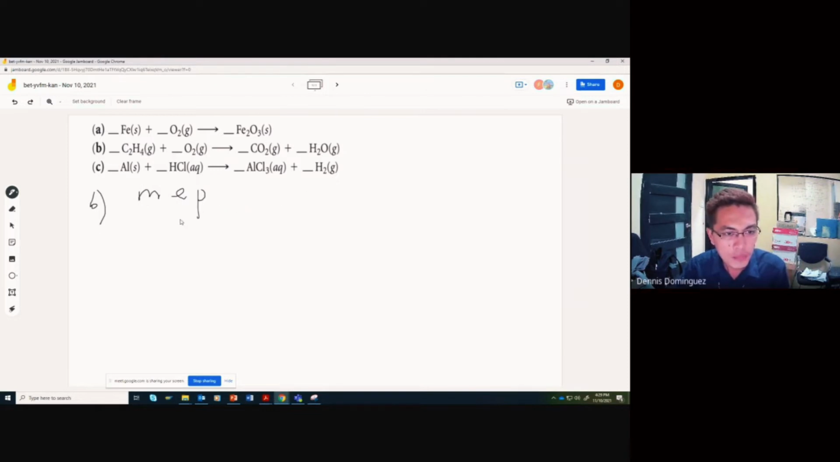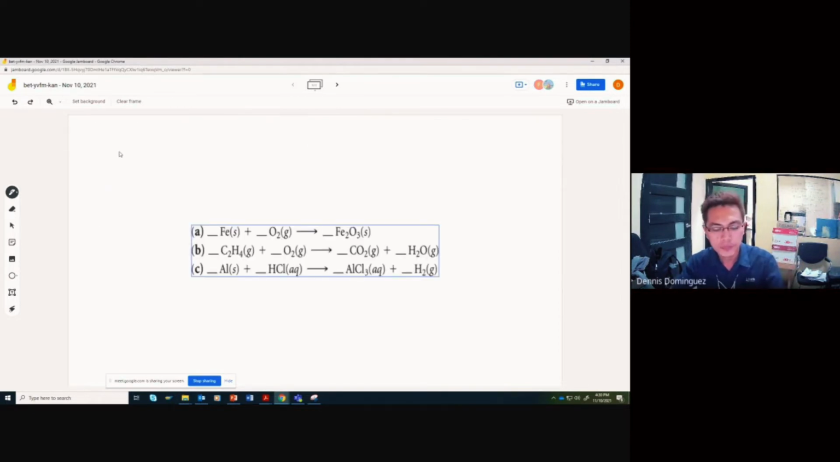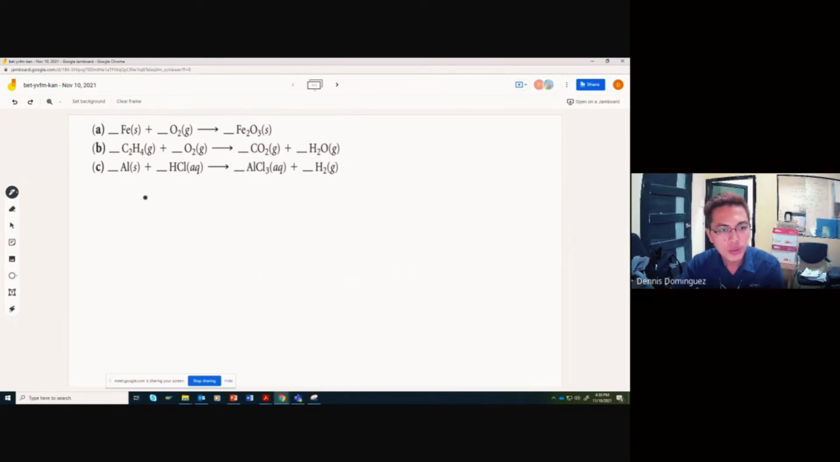So ethane is combusted. When a hydrocarbon undergoes the combustion process, the result is always carbon dioxide and then water. So CO2 always, and then water. Whenever it undergoes combustion, your partner is a hydrocarbon, meaning it contains C and H. So to balance this: C2H4 or ethane plus your oxygen will yield your CO2 plus water.